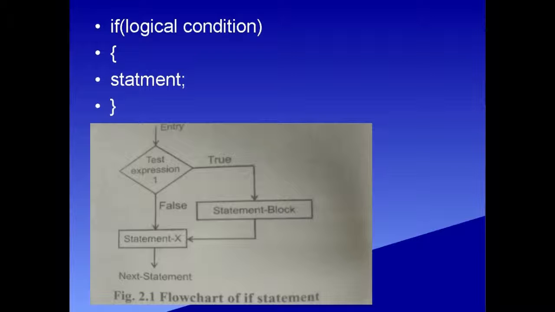And by the flowchart, it can be like this: enter and it tests the condition. If the condition is true, then it gets into the true block, or else it goes the other way if the condition is false. So if the condition is true, then the statement gets executed, and if the condition is false, then the program stops and nothing is printed.